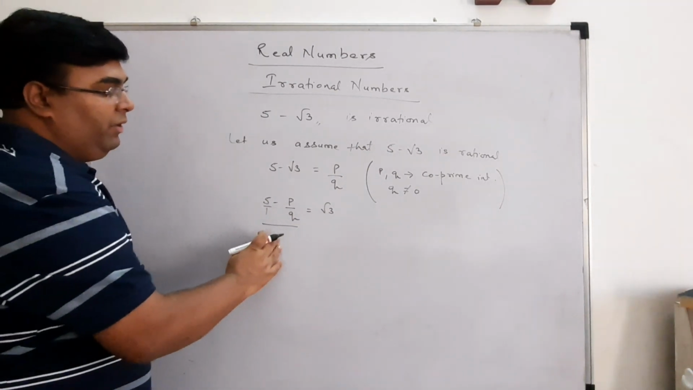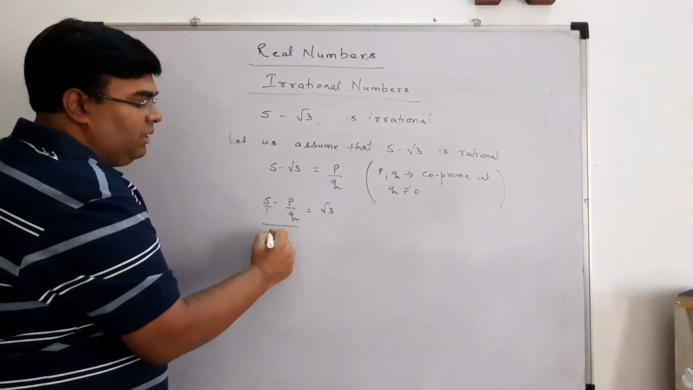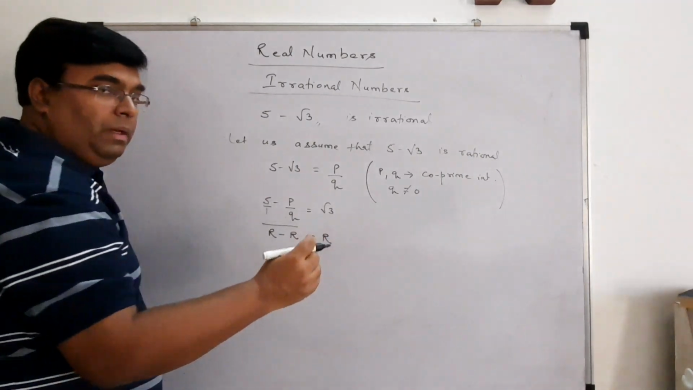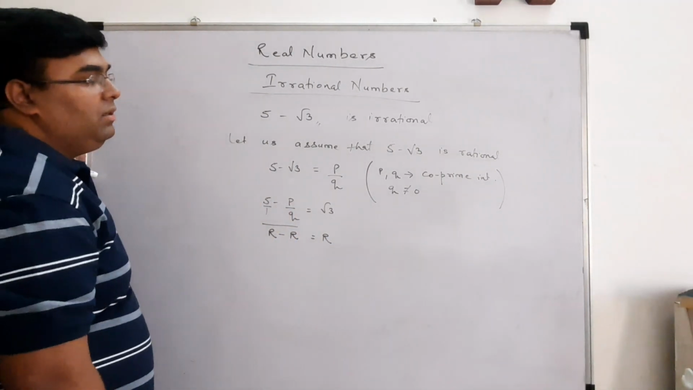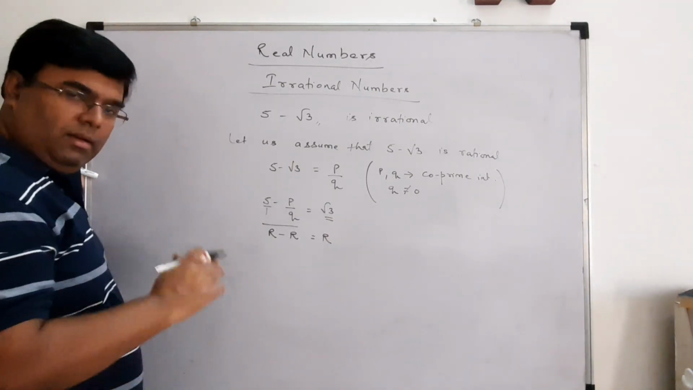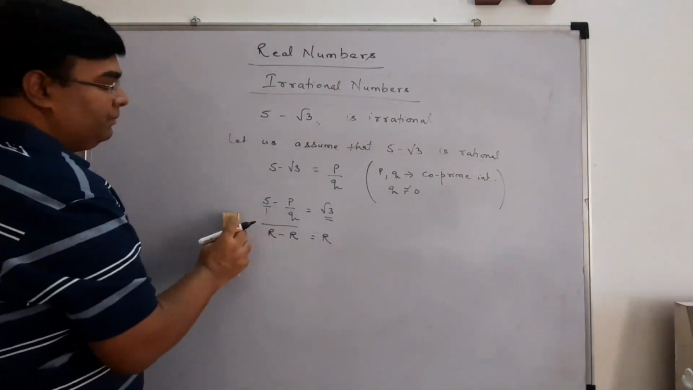So in my earlier video, we have shown that rational number minus rational number should be what? It should be a rational number. But it is given that root 3 is what? Irrational. Again, something is wrong, right? So what we will do?